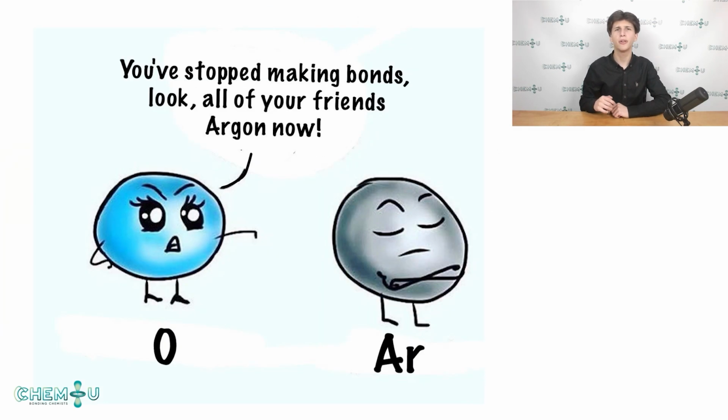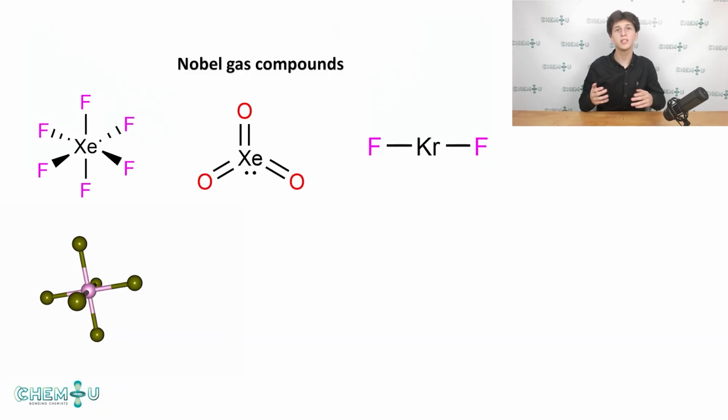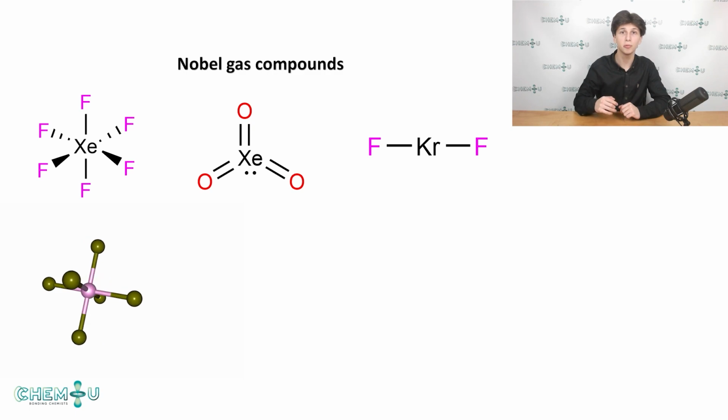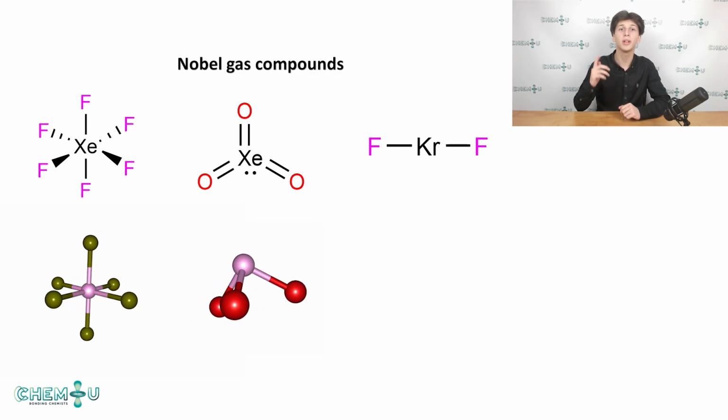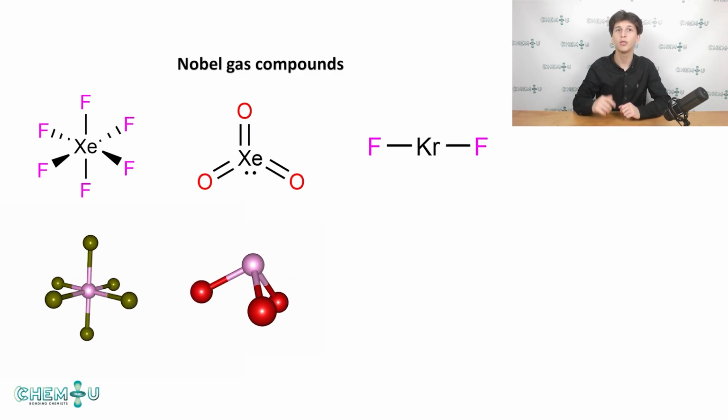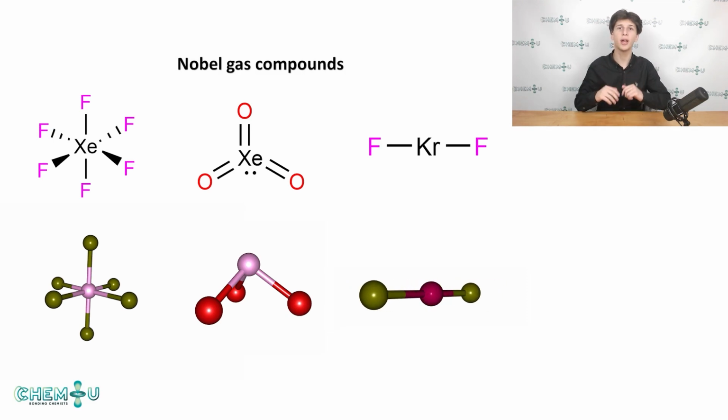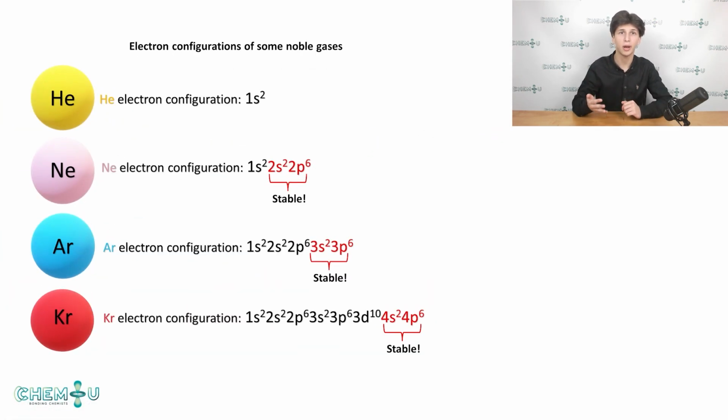But I guess you have heard about the noble gases that either don't form any compounds or do it not so willingly as other elements. Now on the slide you can see several compounds formed by noble gases. I hope you like their structures. The reason for such a behavior is the full outer electron shell of a noble gas. Apart from helium, all of them have 8 electrons on the outer electron shell. You can see their electron configurations on the slide right now.